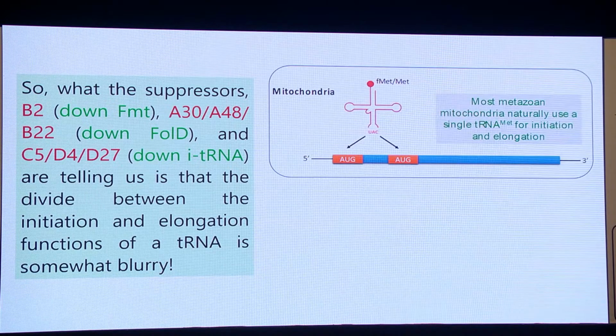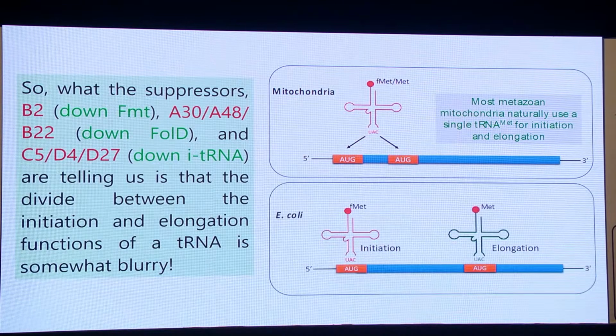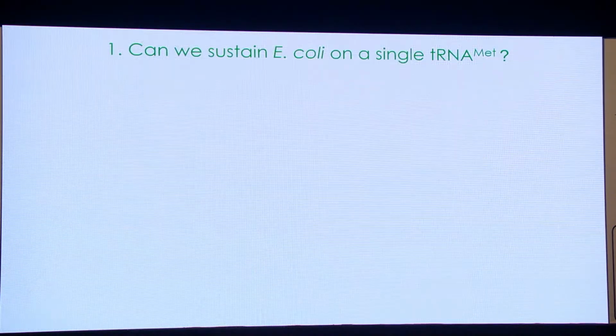And in fact, if you look at the mitochondria, in metazoan mitochondria, the same tRNA for methionine participates at the step of initiation as well as elongation. This is very much unlike the situation in E. coli, where you have a dedicated tRNA for initiation, a dedicated tRNA for elongation. So the question that we asked, can we sustain E. coli on a single tRNA Met?